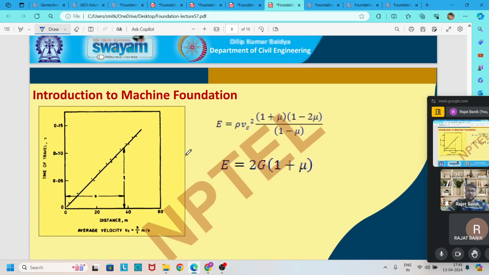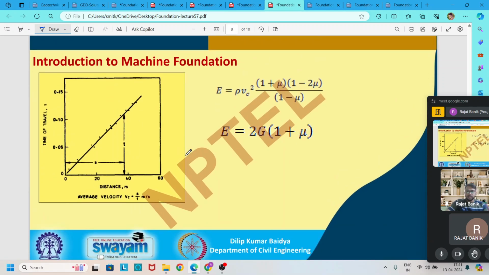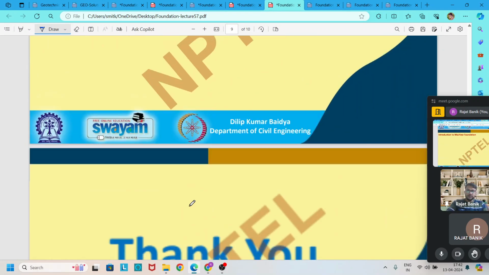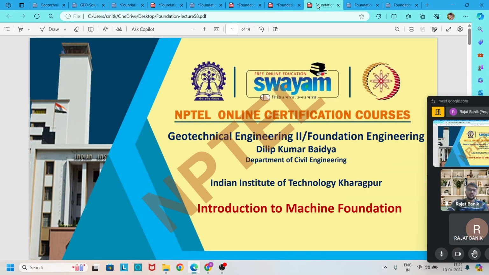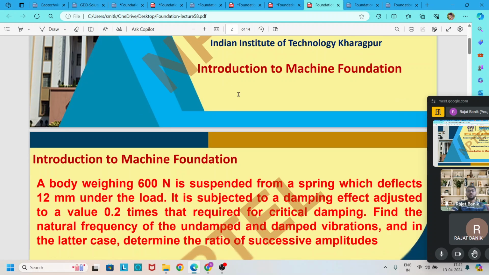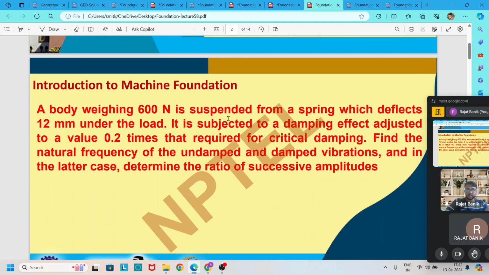So by this test we directly find the coefficient of uniform compression. Now there is another test which is called the hammer test. By the hammer test we easily find the elastic modulus of the system, and also the shear modulus of the system. So these are the formulas to find the elastic modulus of the system. You remember this?